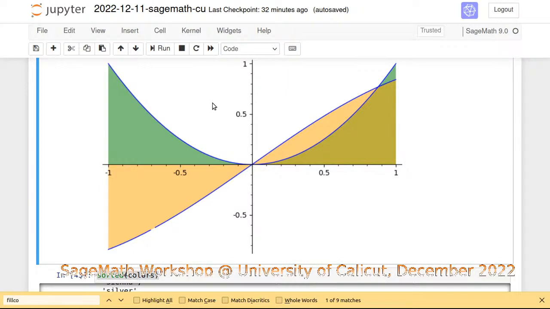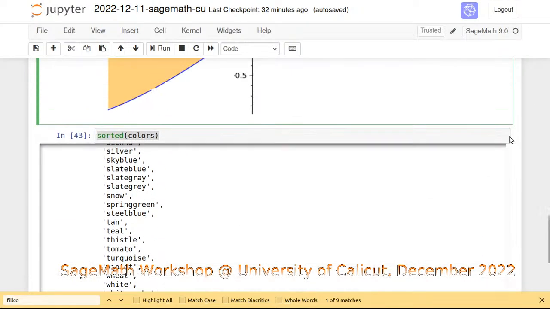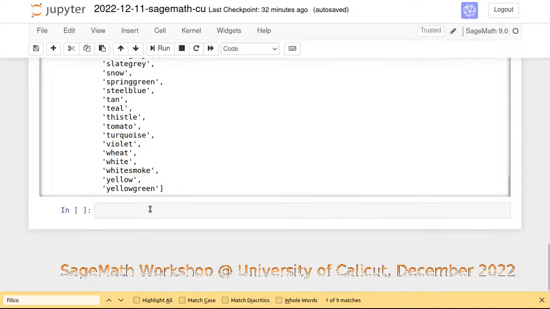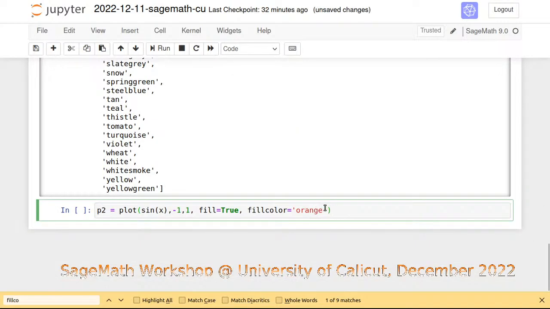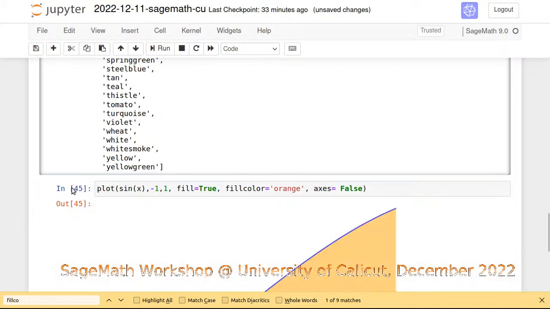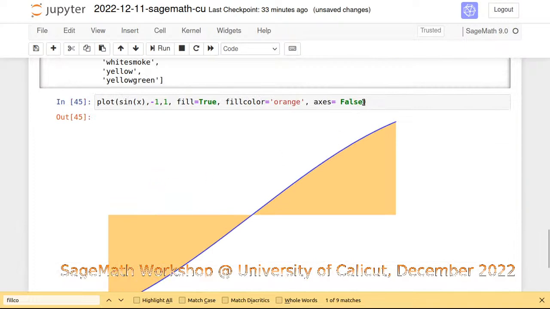Yeah, there is one more thing that we have been seeing: some axis around all these plots. If you do not want this axis, we can suppress it by giving the axis option to be false. If you give axis to be false, you can see that it's simply a plain graph without any axis.